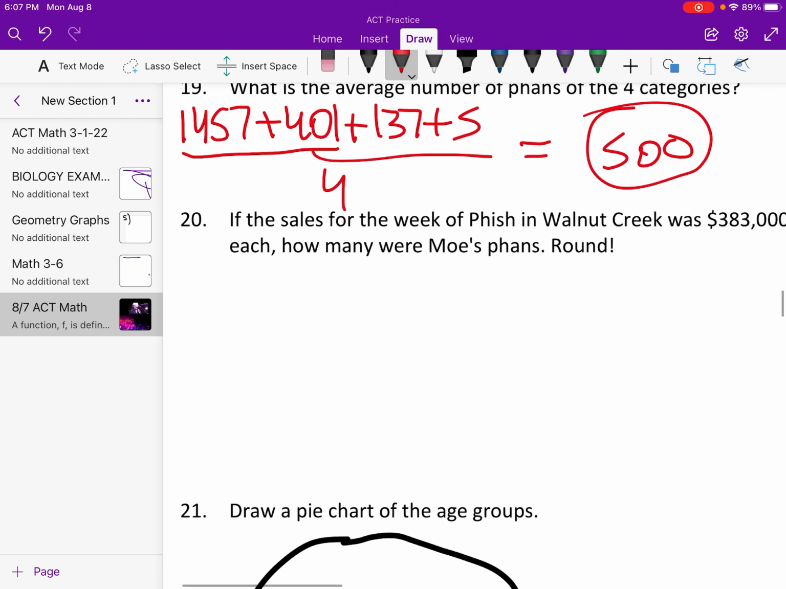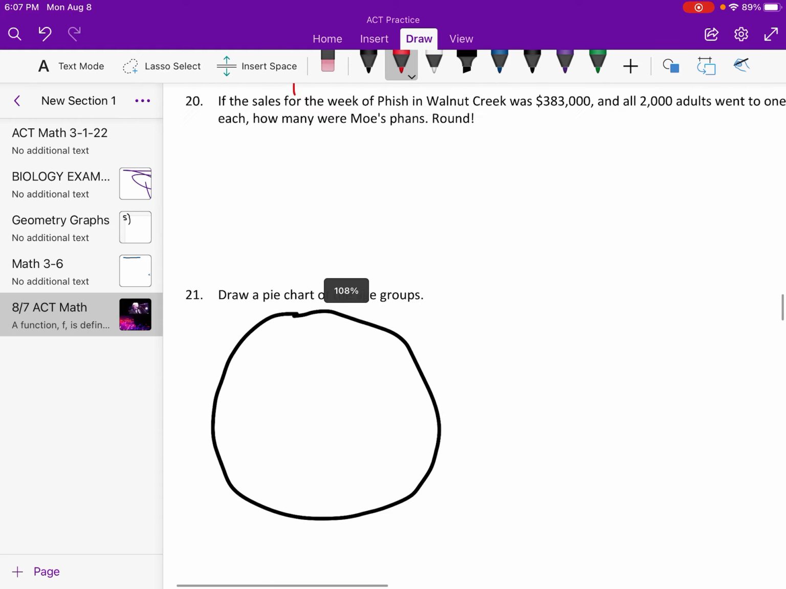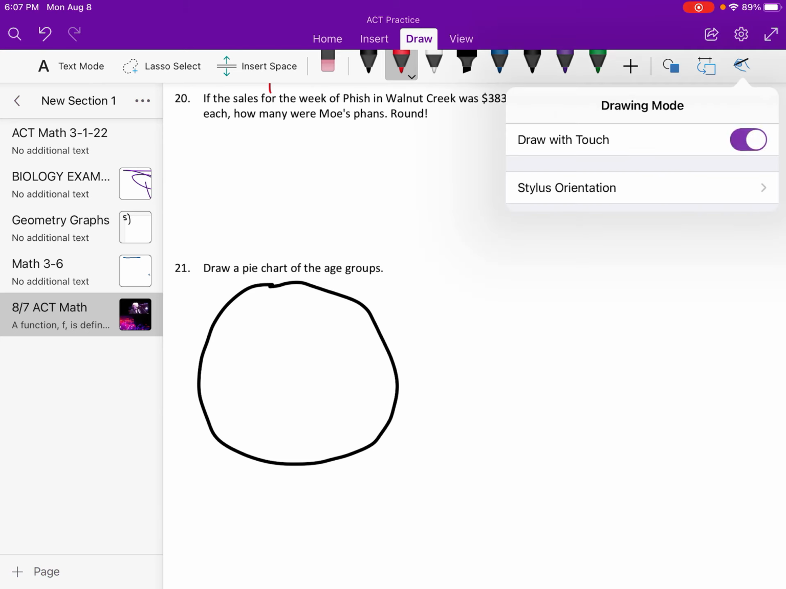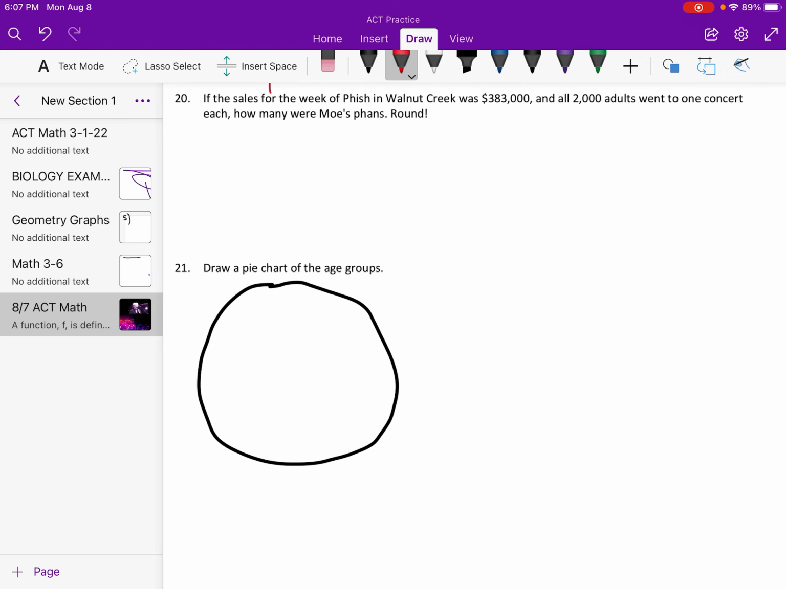You could have done kind of a shortcut, and if you knew there were 2,000 anyways, you could just divide that by 4. If the sales for the week of the Phish concert was 383,000, and 2,000 adults went to one concert each, how many were Moe's fans? Well, if we remember, the Moe's tickets were $49.50, and the others that it's talked about were 200. So what do we have to do? Well, we need to first consider how much. So we're trying to find how many fans there were.